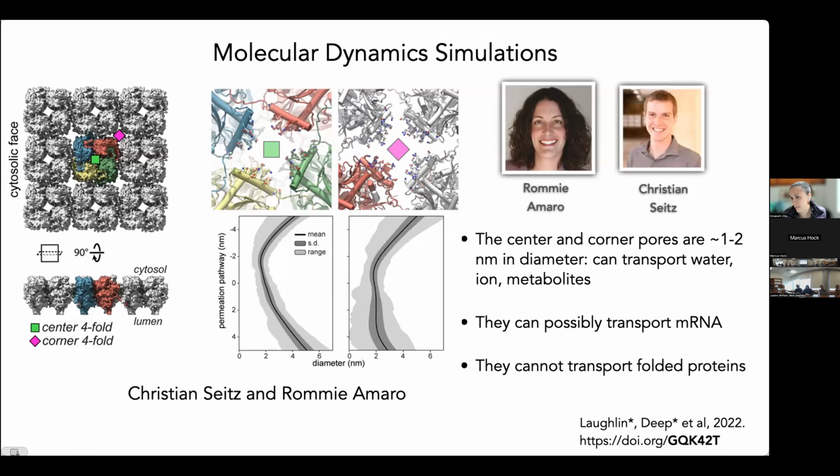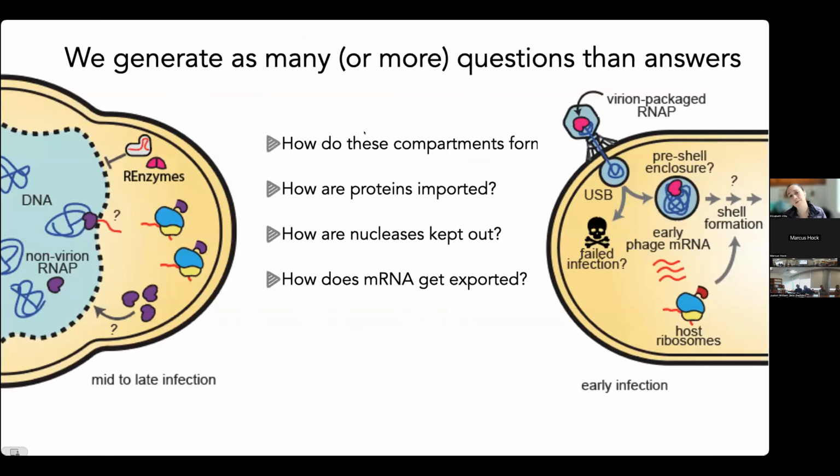And Christian found that the center fold is about 1 to 2 nanometers. You can transport water, metabolites, probably could thread mRNA, but not fold the protein. So we're still chasing that down. And I'm just going to finish with telling you, we generate as many or more questions than answers. We're studying a lot of different questions about how proteins are imported.